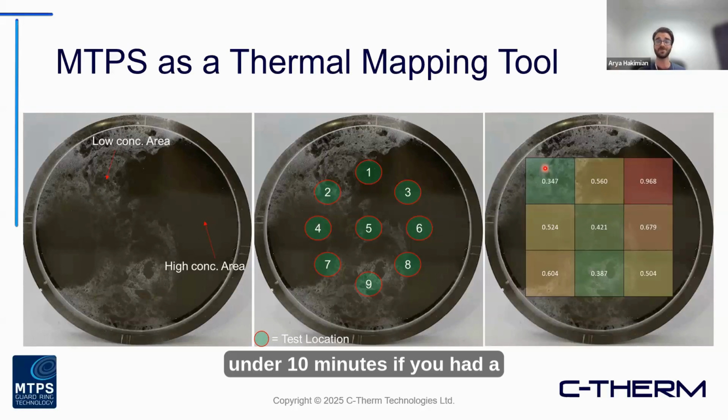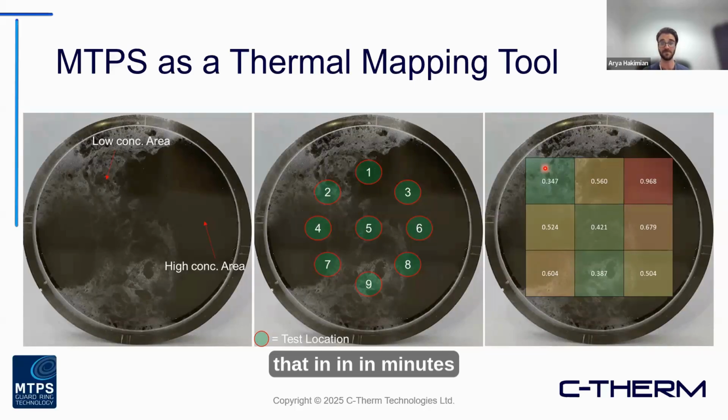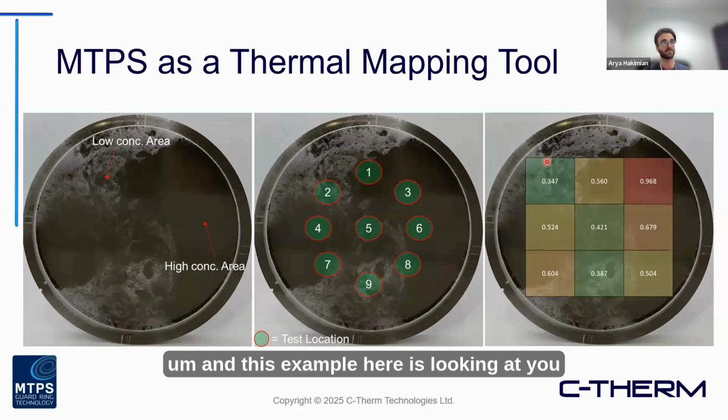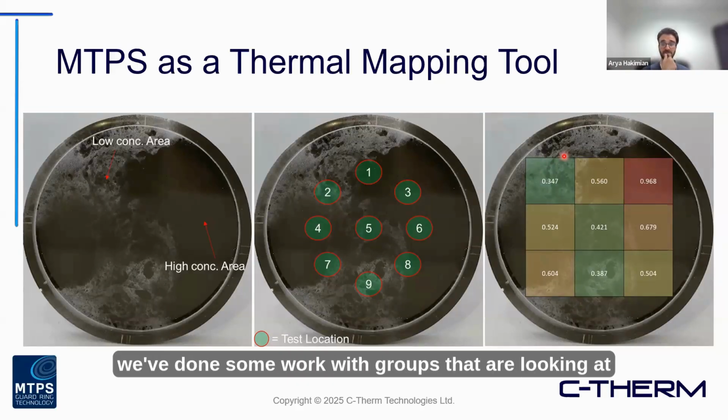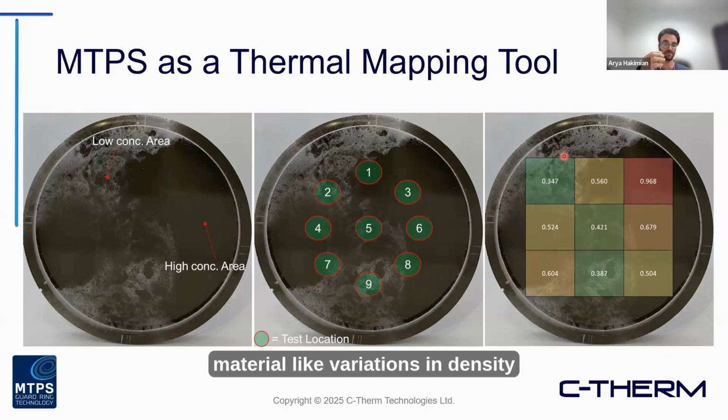So with under 10 minutes, if you had a piece of material that you wanted to do a quick consistency check on, you can do that in minutes. And this example here is looking at the filler consistency within a polymer. We've done some work with groups that are looking at consistency of coatings on a material, like variations in density within the sample, how those different factors are impacting those localized consistency considerations.